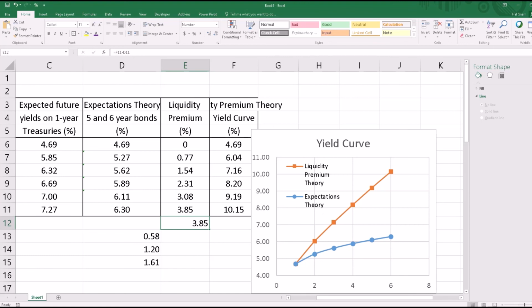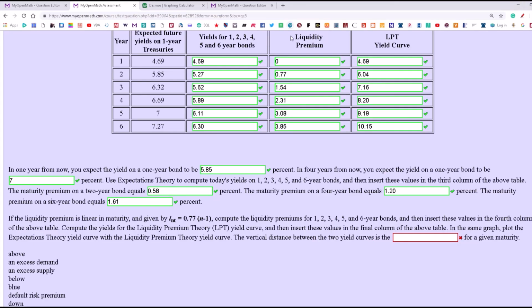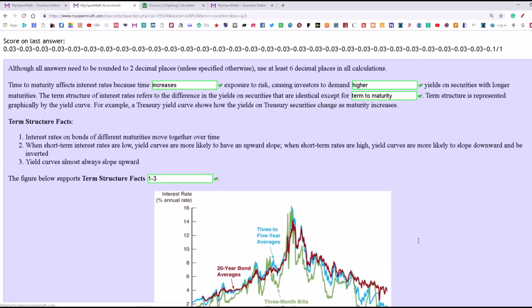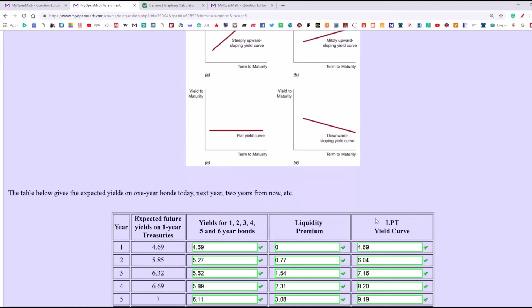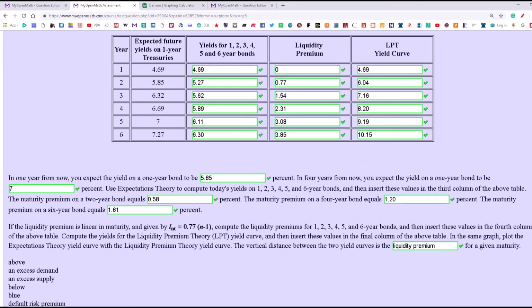Okay, so let me go back to, where is it at? So this is the liquidity premium. That last answer is liquidity premium. And it looks like we got everything correct. So that concludes question 4 from homework 3C.